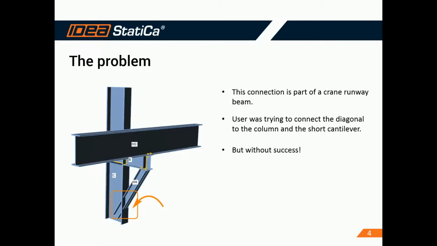This connection is part of a crane runway beam. And what the user was trying to achieve is that he was trying to connect a diagonal to the column and the short cantilever, but without success, as you can see at the lower part of the structure. Now, why is that?